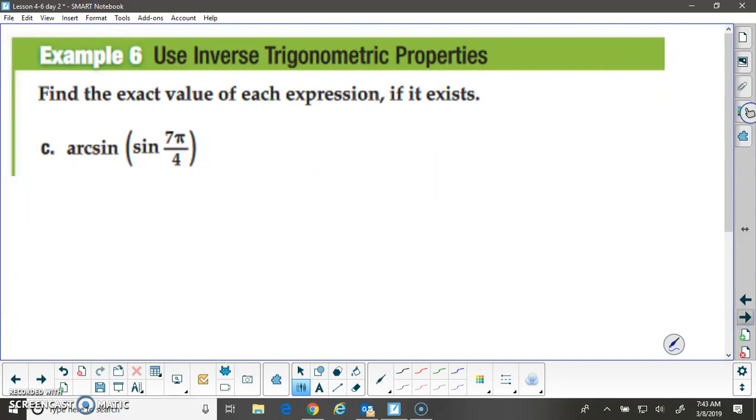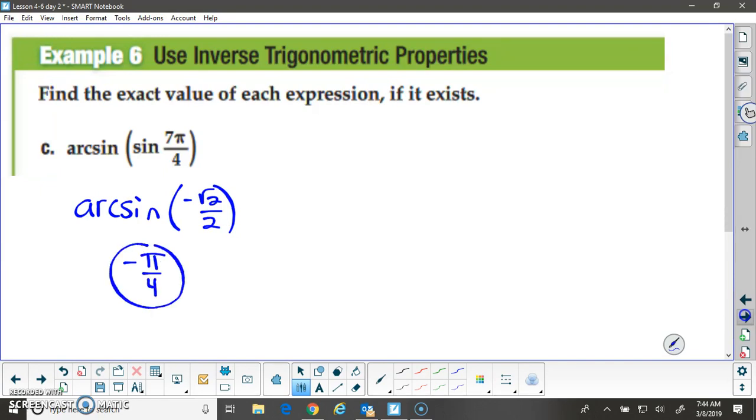Here it says arcsine of sine of 7/4 pi. Again, you would think that the arcsine and the sine just cancel each other off, but anytime you do arcsine, your answer has to be between negative half pi and positive half pi. So if we were to work this problem out, we'd have arcsine of, well, the sine of 7/4 pi is negative root 2 over 2. And if you do arcsine of negative root 2 over 2, your answer would be negative 1/4 pi. Or you could answer in degrees, negative 45 degrees.